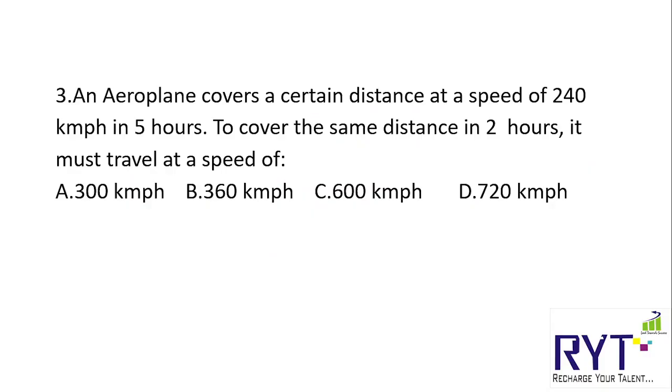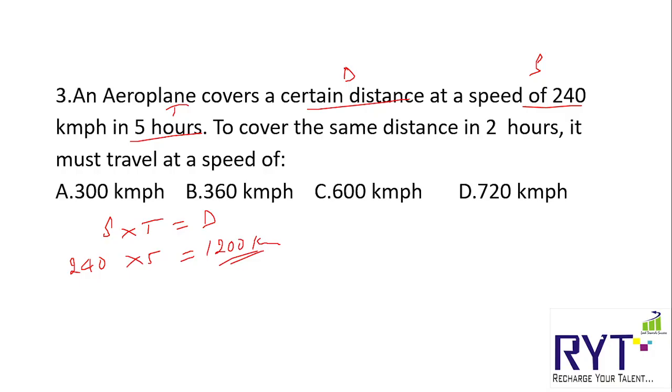An aeroplane covers a certain distance. Certain distance means we don't know the distance exactly. We don't know the distance. At a speed is given, 5 hours. Time is given. Let us calculate. When speed is given, time is given, speed into time is distance. Speed is 240 kilometer per hour into time is 5 hours. So this distance is 1200 kilometer. This is what we get from the first sentence.